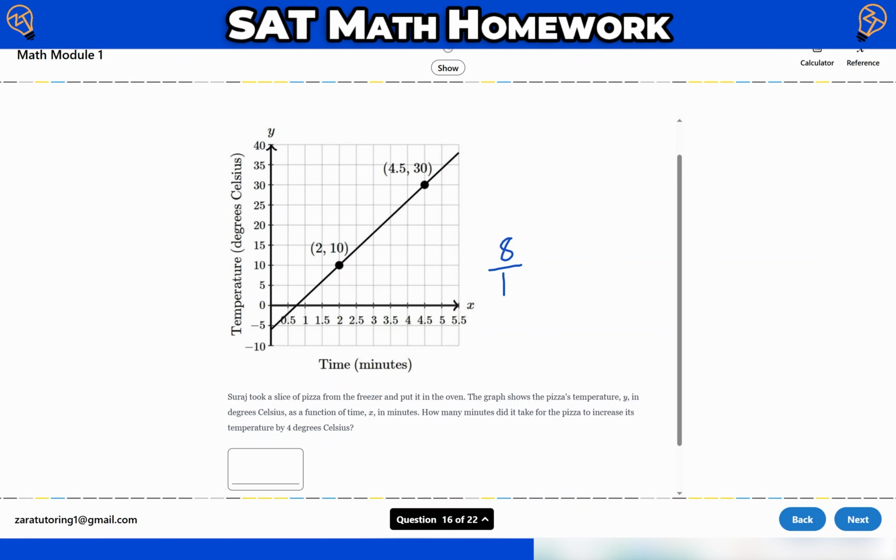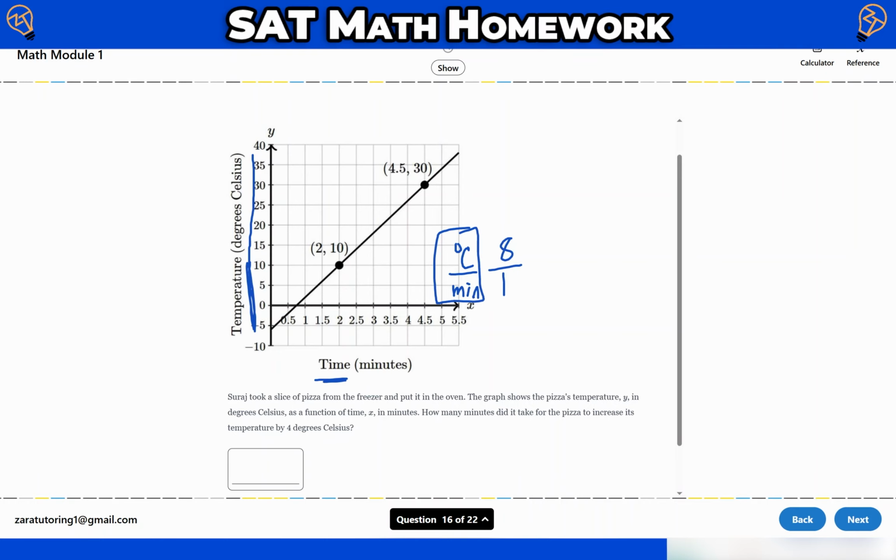And since we know that the rise value, which had to do with the y-axis, is measured in degrees Celsius, let me just put that off to the side, degrees Celsius. And then for the denominator, it's the time in minutes. So I'll just kind of box that in as a visual here.